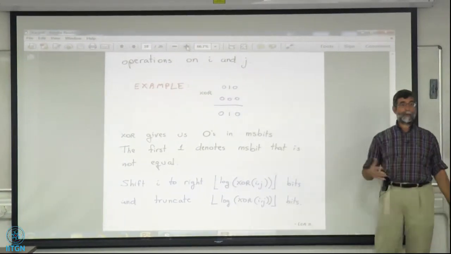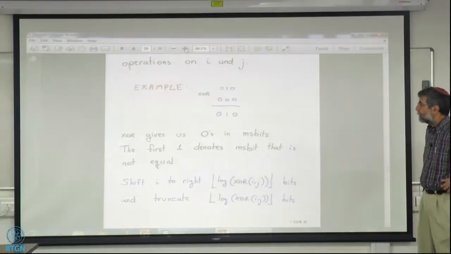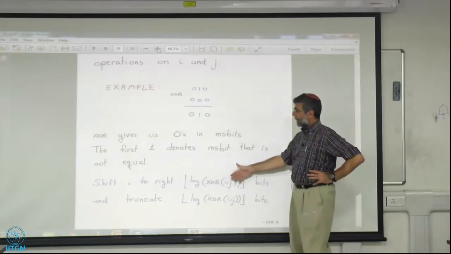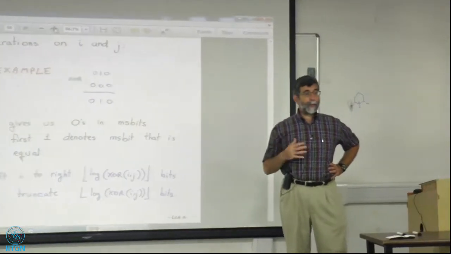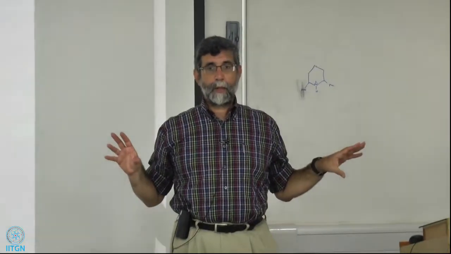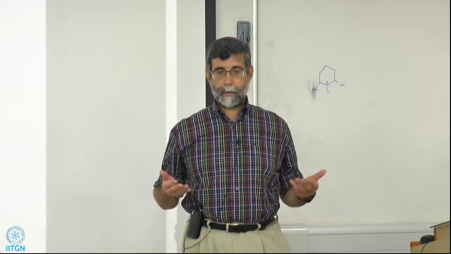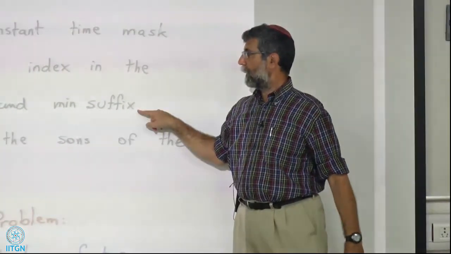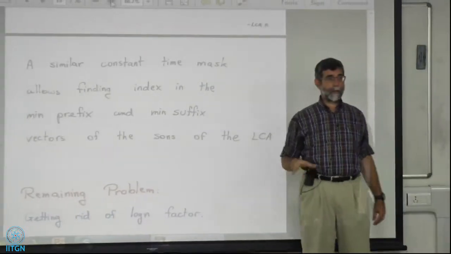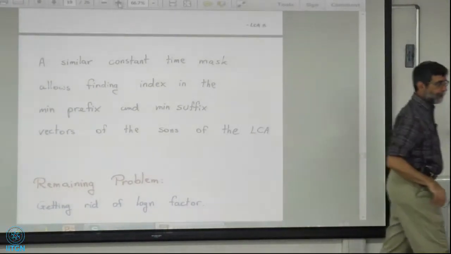So here, by using just a couple of arithmetic operations and then doing shifts, we can do it. So here's an LCA in a binary tree. LCA is very easy because all these nodes have names, and we can figure out the name of the LCA. So that's pretty. And with that and this exercise here, a similar constant time mask allows finding the index and the min prefix and min suffix of the LCA in constant time. Exercise. Similar kind of thing.